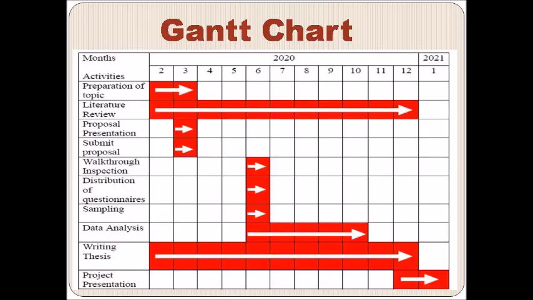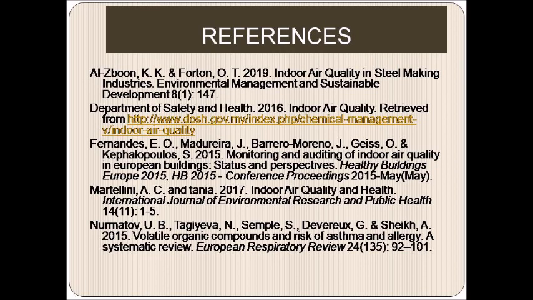Next is the Gantt chart. This is the planning for my 1-year research project. Last, these are the references that I referred to for my proposal.